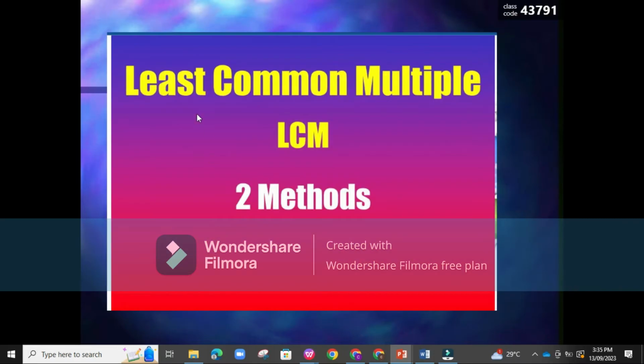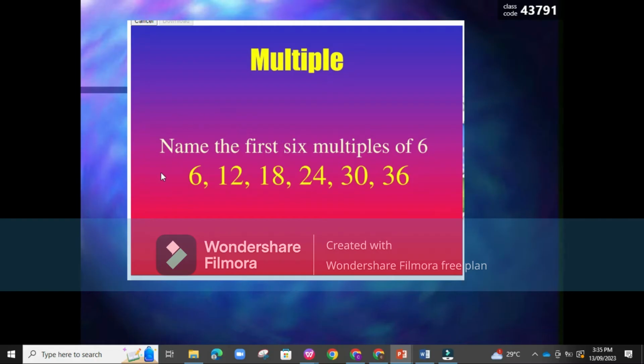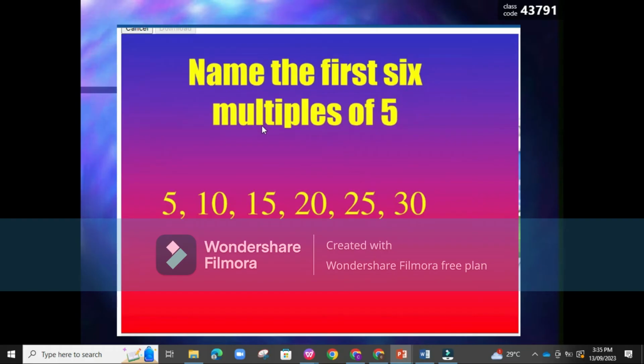Now, there are two methods for getting the least common multiple. The one that we had a while ago, we call the listing method. Name the first 6 multiples of 6. Okay, so you know this already. You have 6, 12, 18, 24, 30, 36. Name the first 6 multiples of 5. You have 5, 10, 15, 20, 25, 30.